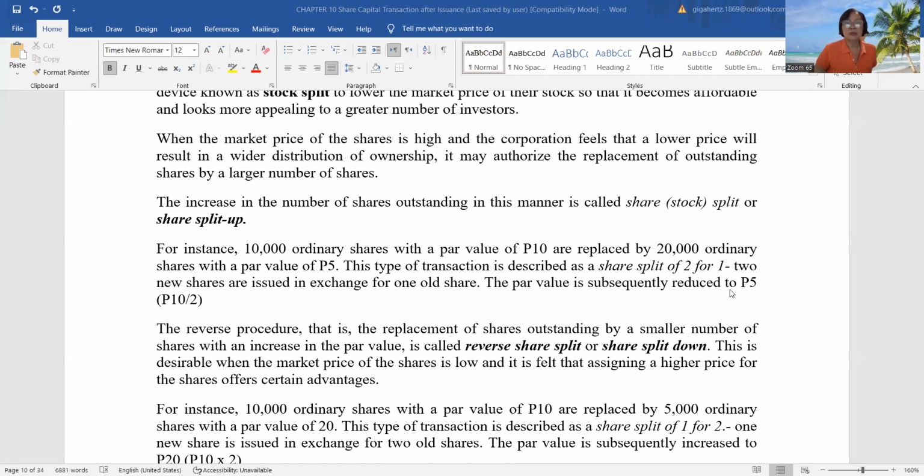So it becomes 20,000 shares instead of 10,000 shares, but no longer 10 pesos ang par value. This time, 5 pesos na yung par value. There is no change in the total amount of the contributed capital, but the number of shares increased and the par value is reduced.